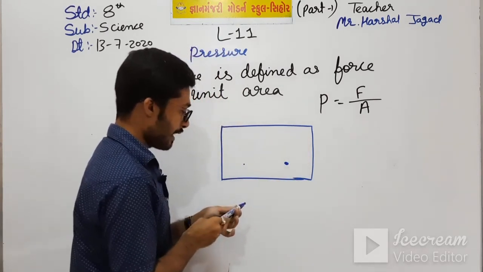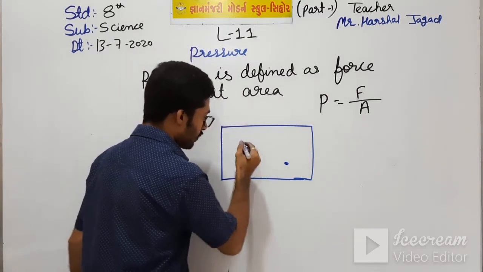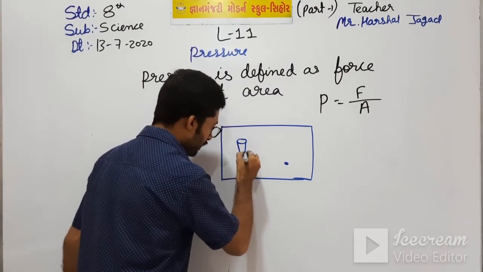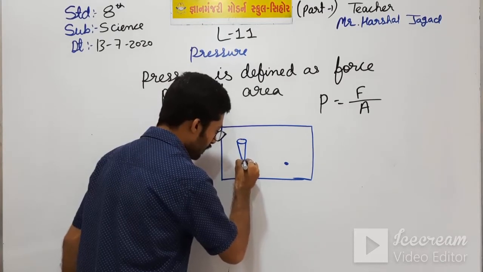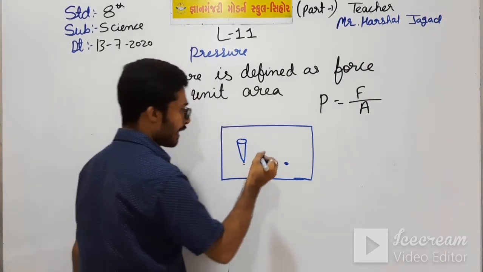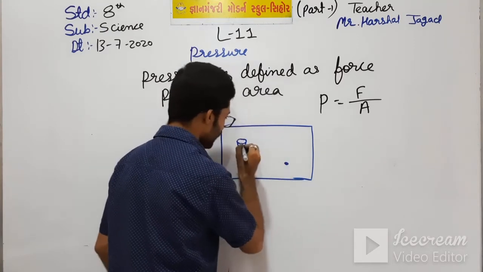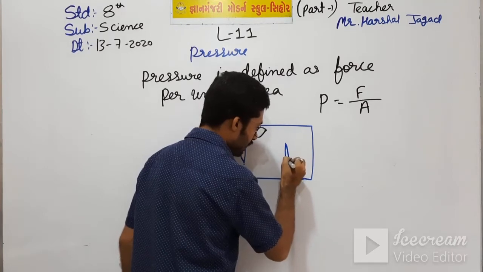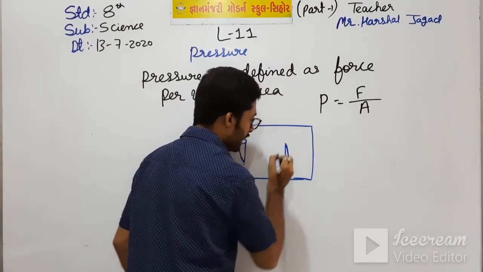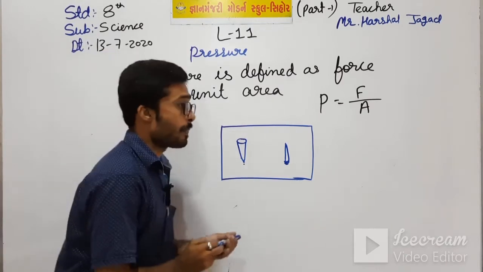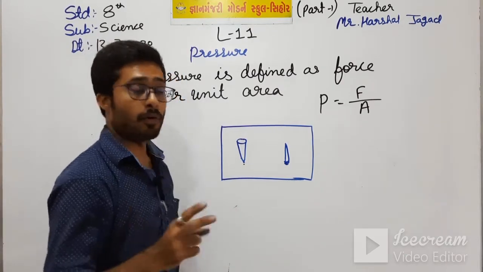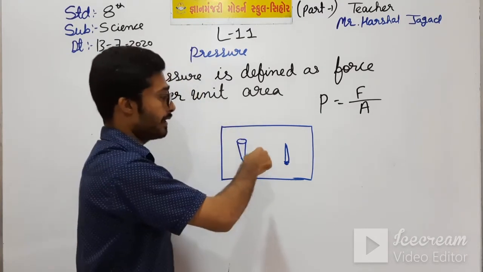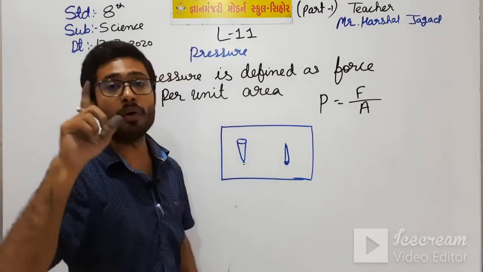Okay, this has a small area here. So here if we draw a tip, here it is a small area, but here it is a big area. Okay, so if I apply the same force on these two tips, this tip will go inside and this tip will not go inside.